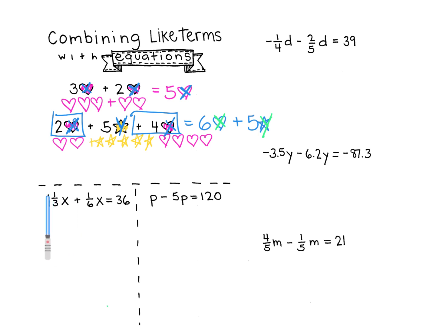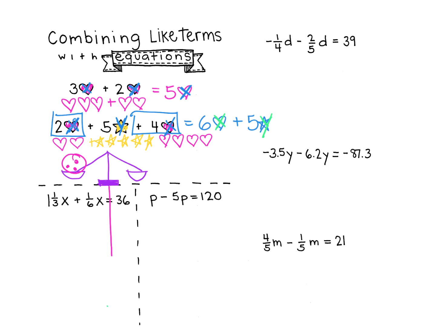So right here, we have 1 1/3 x plus 1/6 x equals 36. The very first thing that you're going to do is draw your line down the equal sign. You can only combine like terms if they are on the same side of the equal sign. You can think about the balance scale that we talked about with equations. If we have a bunch of x's on this side, we're just combining them and writing it as one term.